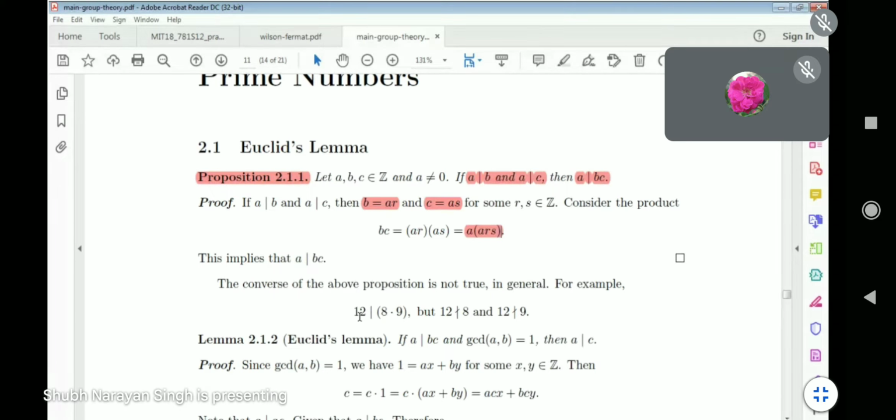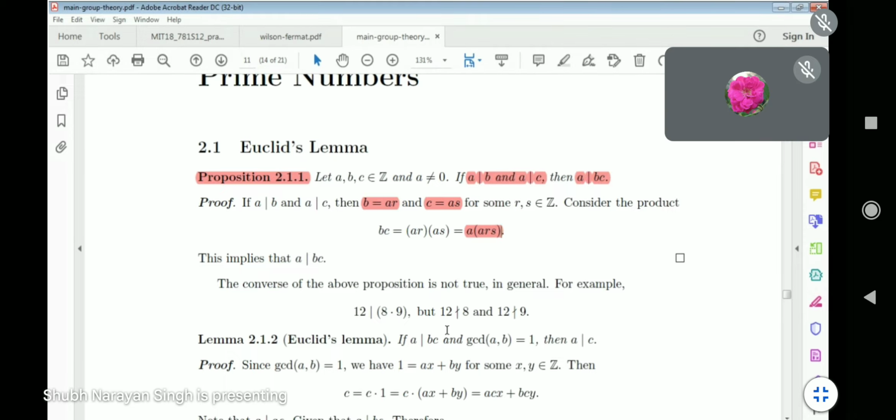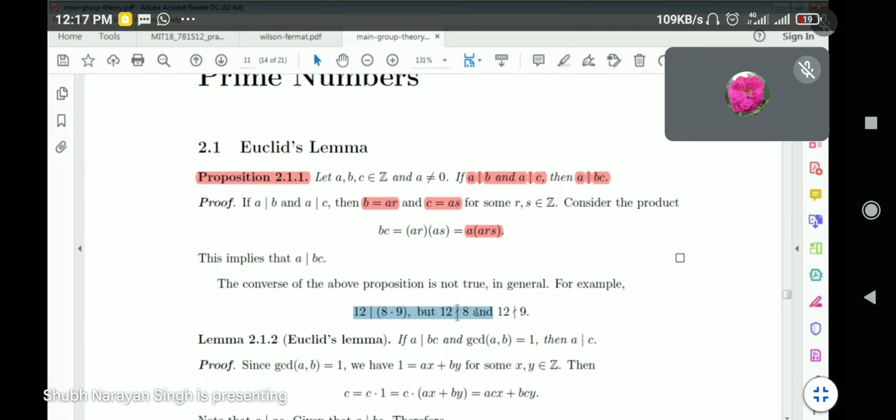but 12 neither divides 8 nor divides 9. So A divides B and A divides C, so we can conclude that A divides the product of B and C. But in the reverse way, if A divides BC, we cannot conclude that A divides B and A divides C, because we have a counter example, and this is your counter example.